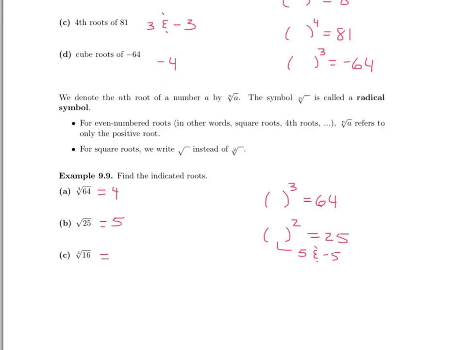Next, part C, the fourth root of 16. In other words, we're looking for the number which, if you raised it to the 4th power, would give you 16. There are two numbers that work, 2 and -2. But again, in such cases this symbol references the positive root, and so we write 2.